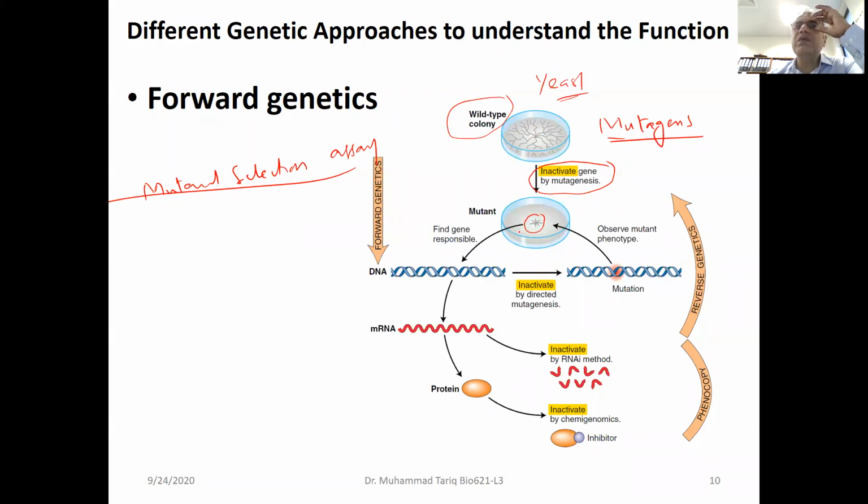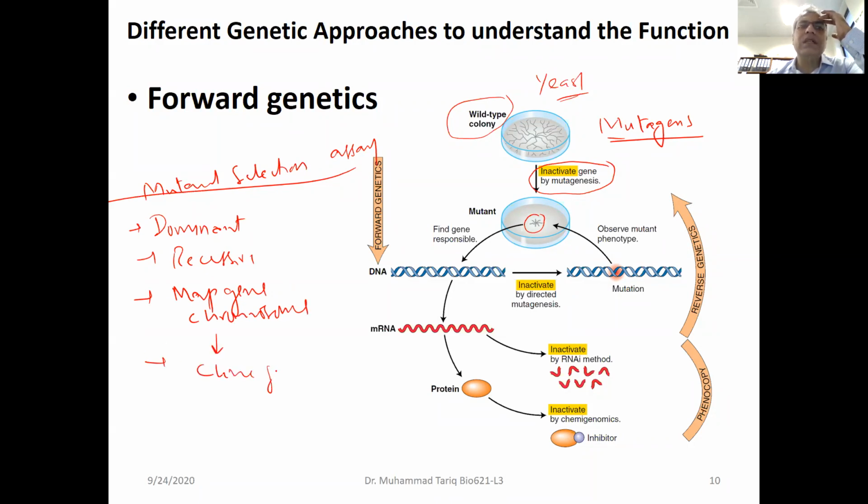And then after looking at the phenotype of your mutants, you analyze if your mutant phenotype is dominant or recessive. Once you finalize this, then you map the gene on chromosome. And once you map the gene on chromosome, you then clone the gene. Okay. This approach is called forward genetics.